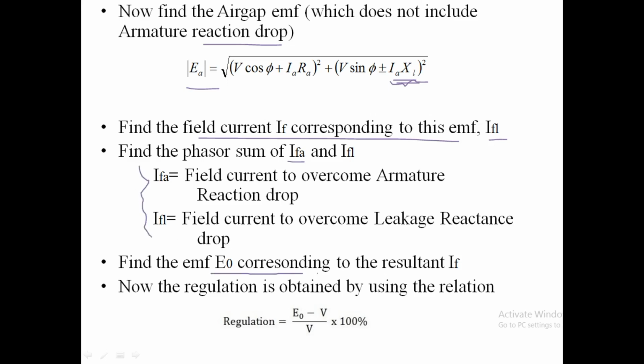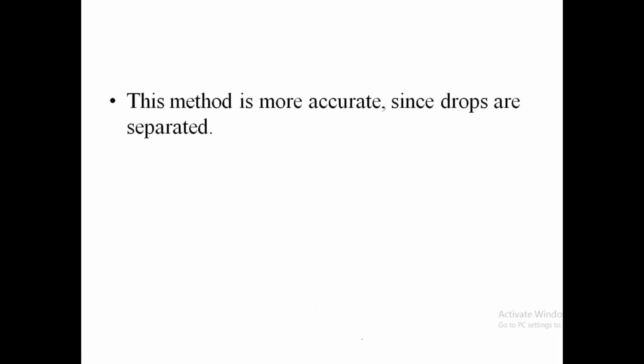Then find the EMF E0 corresponding to the resultant IF. From that phasor sum we get a field current, and corresponding to that field current you get an EMF E0 from the OCC. You use that E0 to find the regulation. This method is more accurate because we are considering the drops separately. This method is known as the ZPF method. So with this we are completing the voltage regulation methods. Thank you.